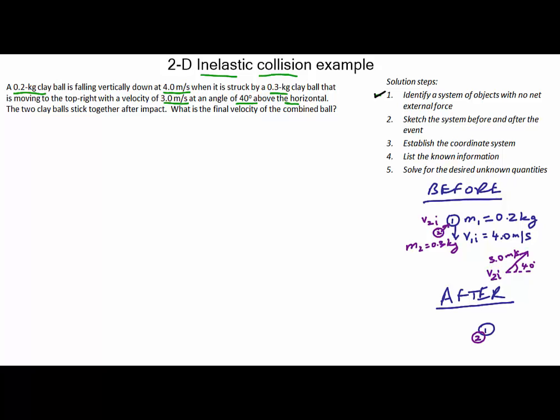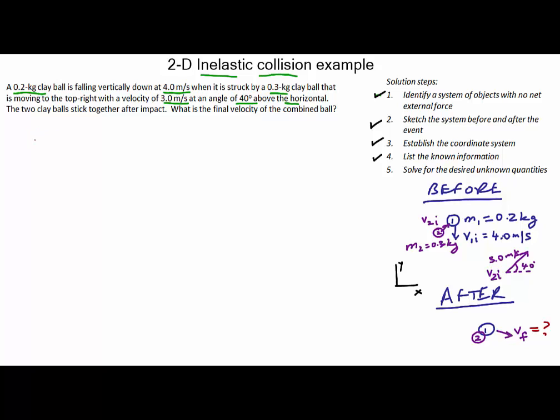The after situation, immediately after the collision, here's ball number 1 and here's ball number 2. They're stuck together as a single piece, and they move in some direction with a final velocity that's common for both. v1f and v2f are the same, so I'm just going to call that vf and not give it the number subscripts. Alright, that's step 2. Step 3 was to establish a coordinate system, and we'll pick our typical x as horizontal and y as vertical. So that's done, and I've listed my known information in the figures, and what I need to figure out is this vf, magnitude and direction.